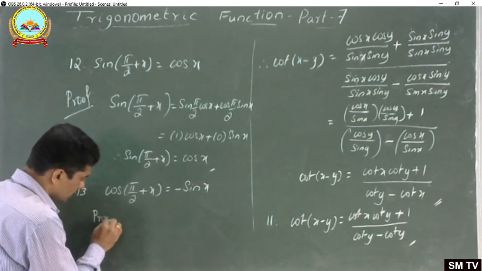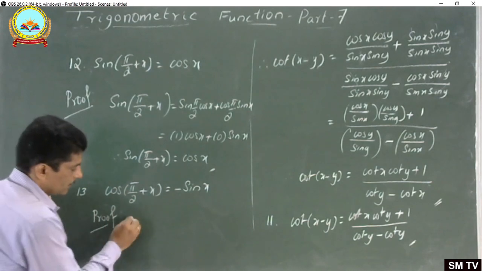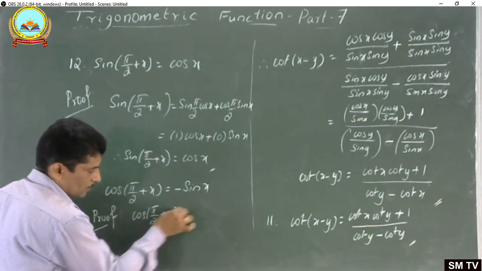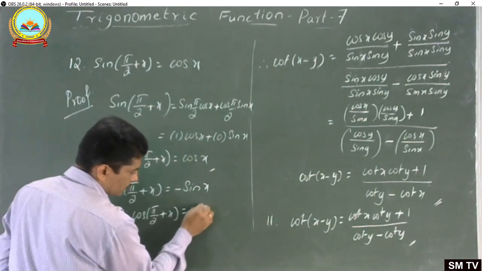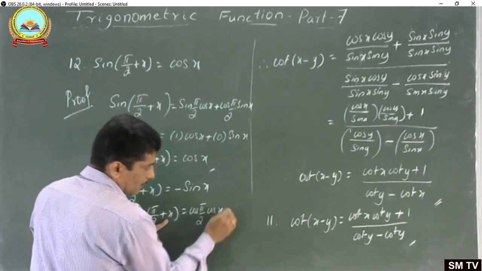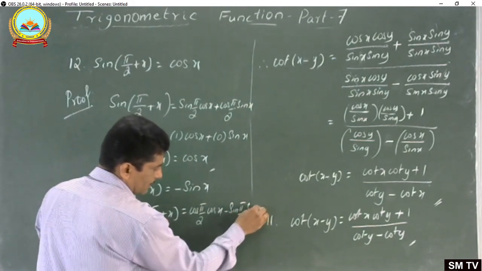We are also using the compound angles. Cos of x plus y result. Here, cos of pi by 2 plus x. Cos of x plus y: you know that cos(x + y) means cos x into cos y minus sine x into sine y. Here, x is pi by 2 and y is x.